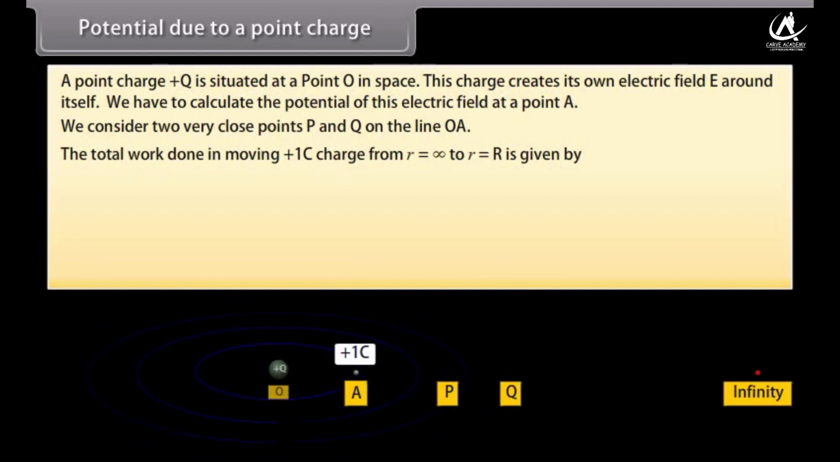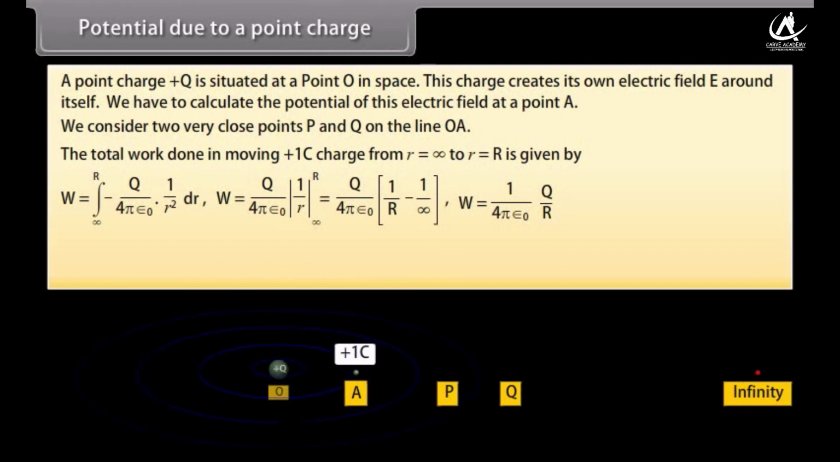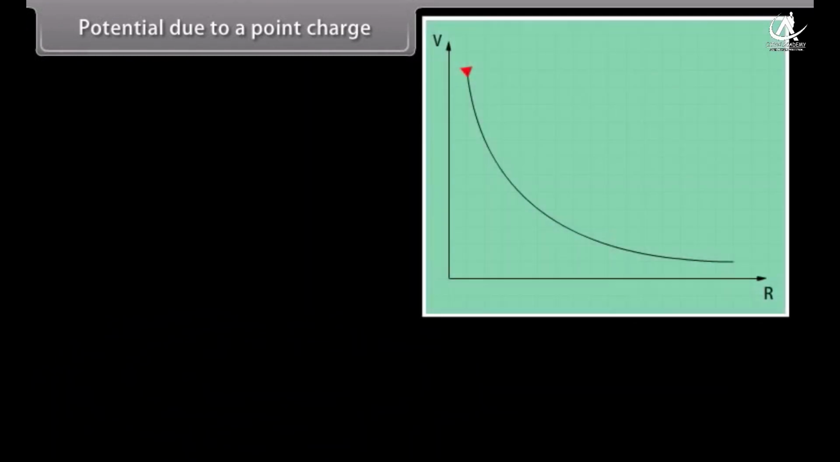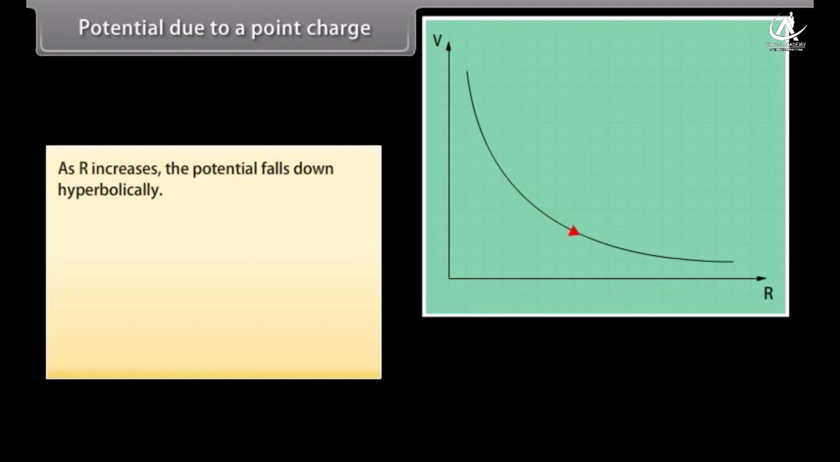The total work done in moving +1 coulomb charge from infinity to point R is given by W = 1/(4πε0) × Q/r. This amount of work is the potential of the electric field created by the point charge +Q at a distance r from Q. We can show in the graph that as r increases, the potential falls down hyperbolically.